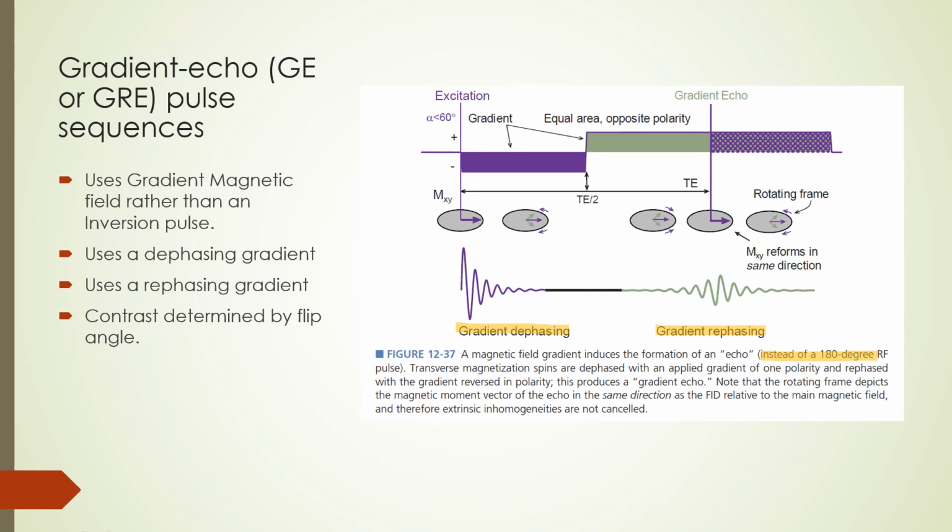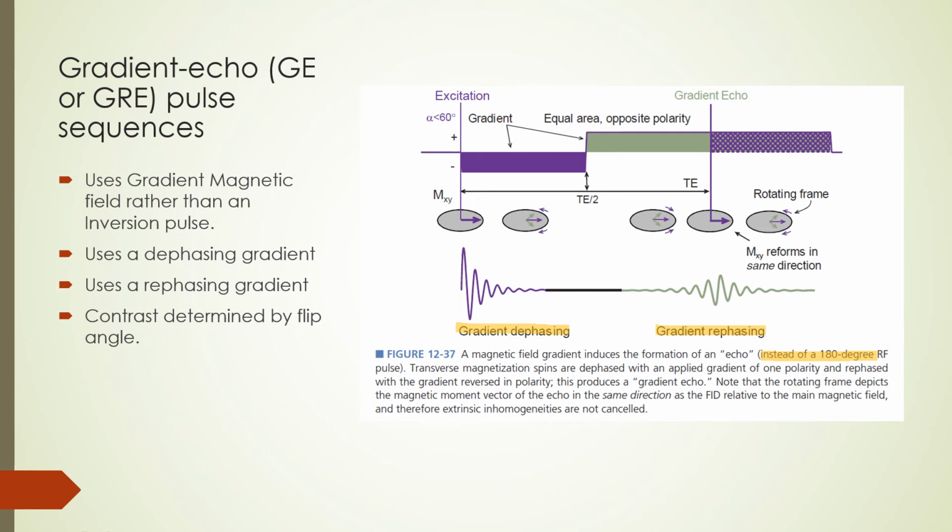The gradient echo technique uses a magnetic field gradient applied in one direction to cause a dephasing and then reversed to cause a rephasing. This induces the formation of an echo and replaces the 180-degree inversion pulse used in spin echo pulse sequences. In gradient echo, tissue contrast is dependent on flip angle, repetition time TR, and echo time TE. With moderate flip angles of 30 to 60 degrees, differences in tissue contrast are based on T2 to T1 ratios.